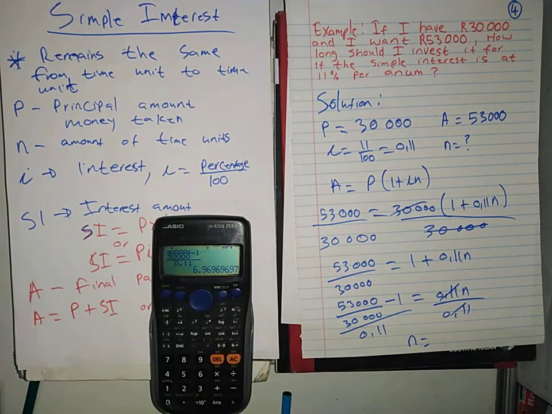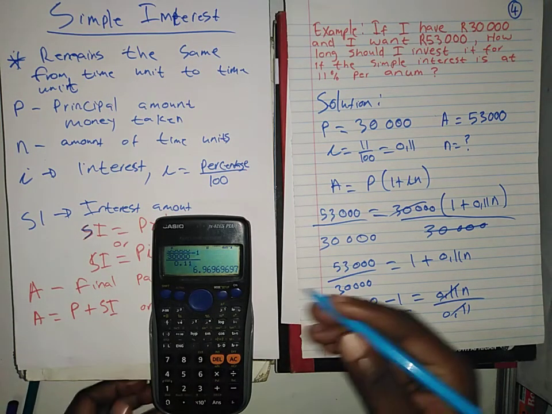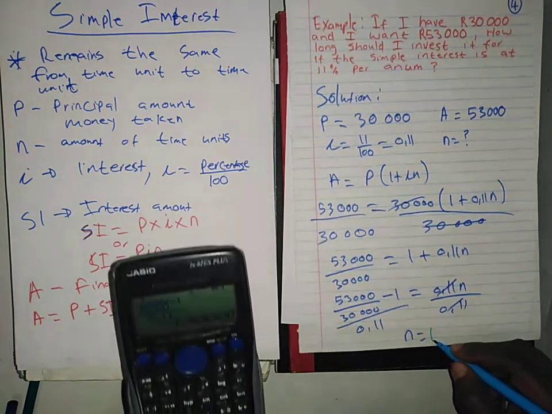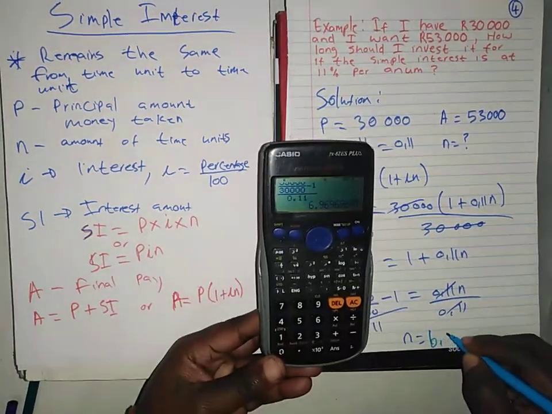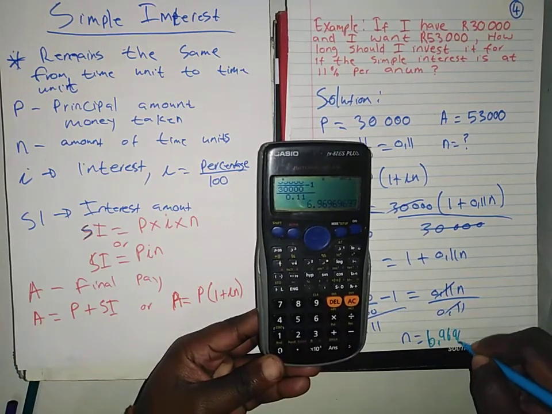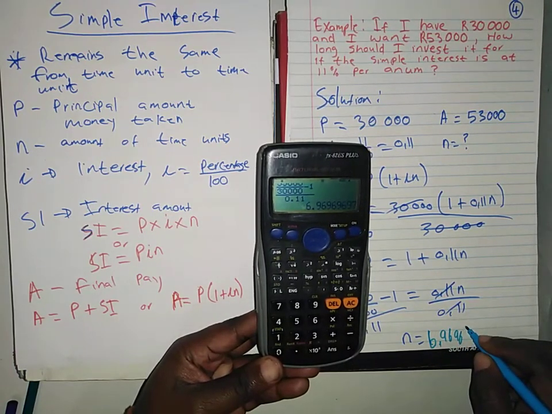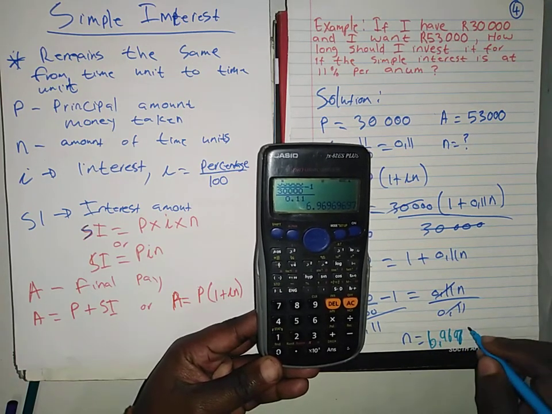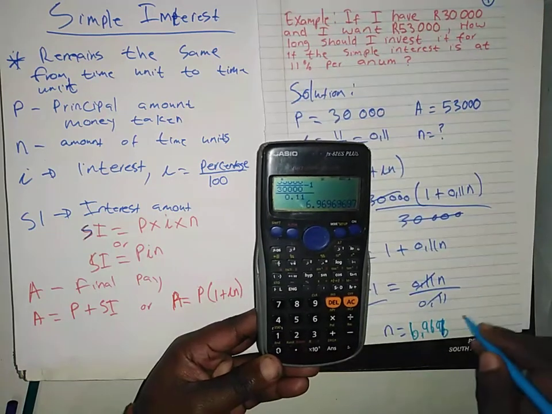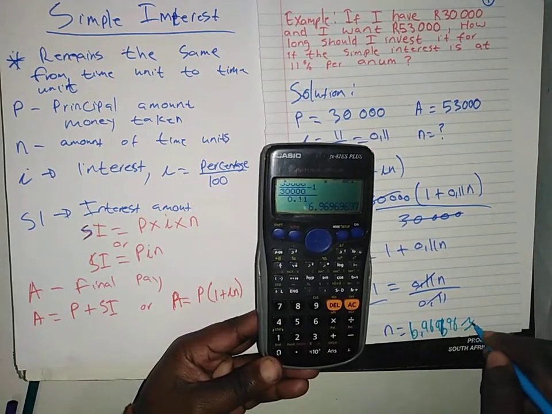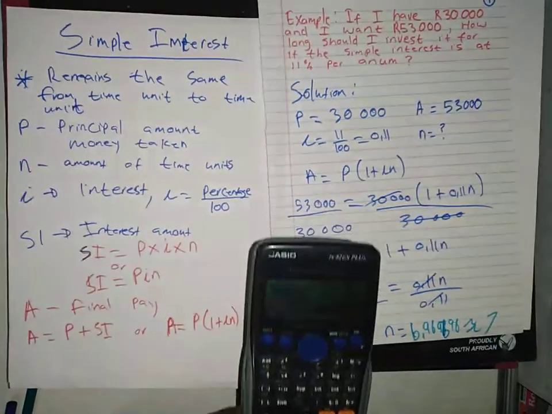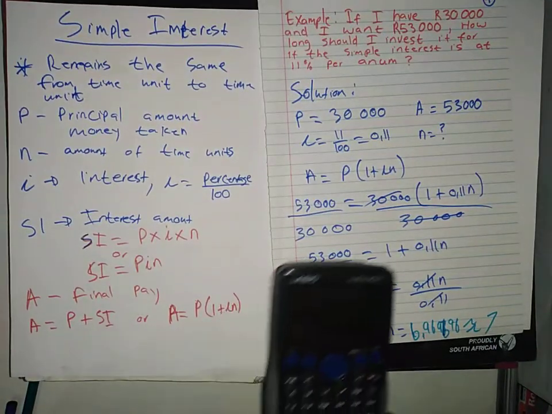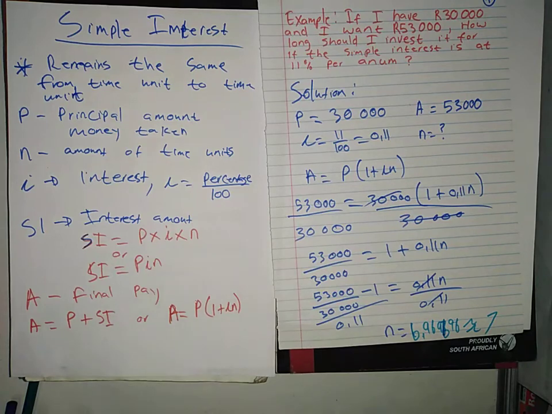We can just say 6 point, just put this number as it is like this: 6.969697, which is approximately 7. Obviously you can answer in the context of the question like I explained earlier, and then you say it takes 7 years.